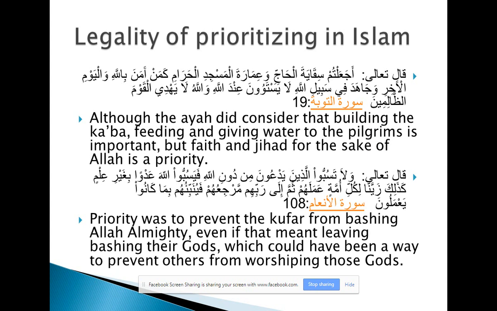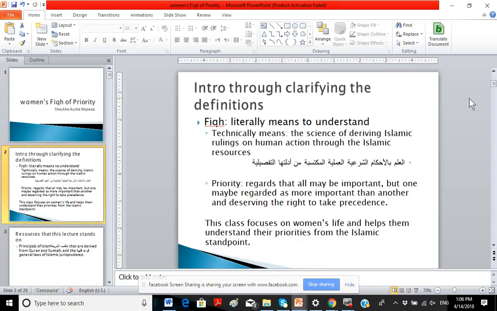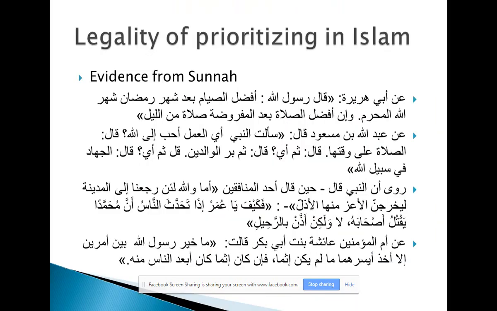The other evidence, from the Sunnah: the Prophet ﷺ said that the best siyam after Ramadan is the siyam of Shahrullah al-Muharram, the month of Muharram. What does that mean? That there's the priority of fasting Ramadan, fasting the pillar. Even if you fasted all the year, that does not equal fasting Ramadan.